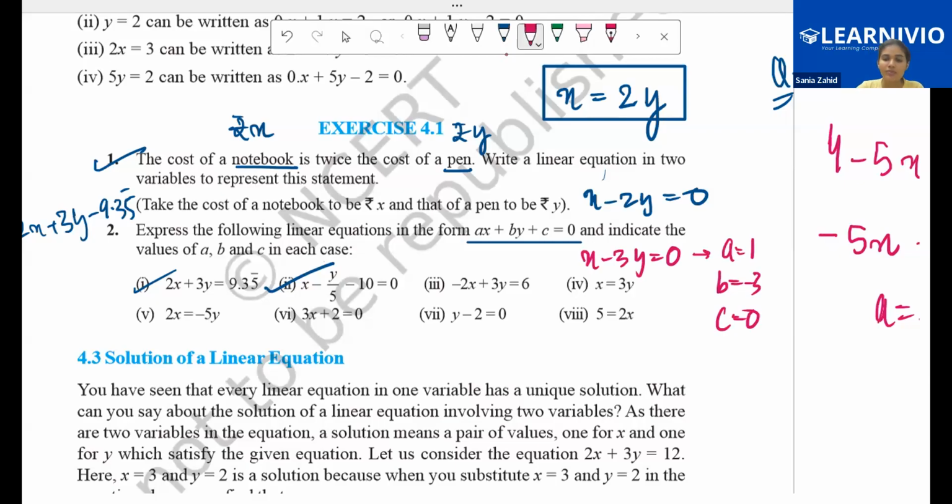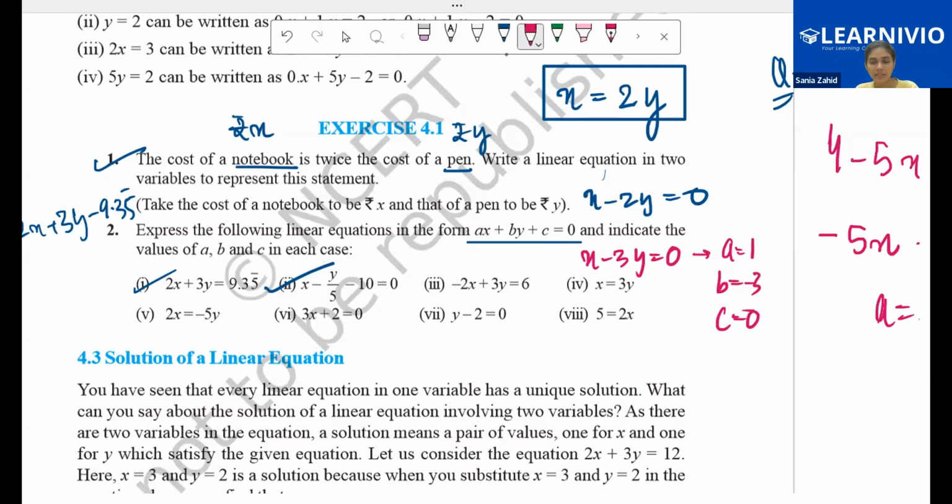Now tell us the fifth one, Abdullah. The fifth one is 2x is equal to minus 5 by y. So minus 5 by y will go to the other side. It will become plus 5 by y. So a is equal to 2, b is equal to 5, and c is equal to 0. Okay, good. Hafsa, tell me the sixth one. The sixth one, A is 3, B is positive 2, and C is 0.